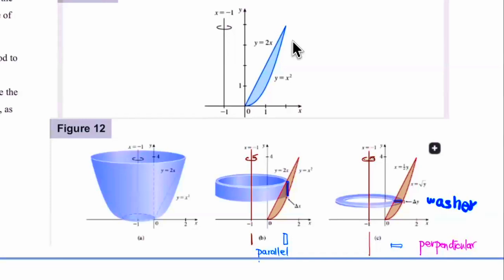So the difference between the shell method, this one here, and the washer method, this one over here: this one is parallel to the axis you rotate about. This one is perpendicular to the axis that you rotate about. When you rotate, this turns into a thin shell. When you rotate this, that turns into a washer right here, or a disc. So remember that.